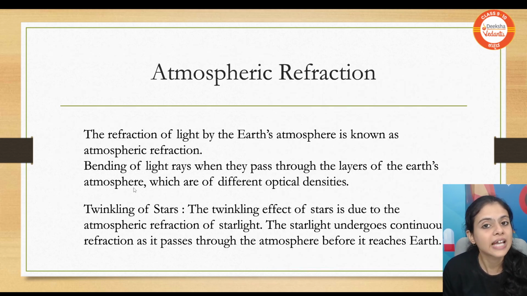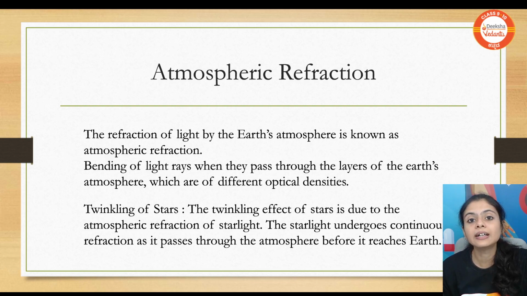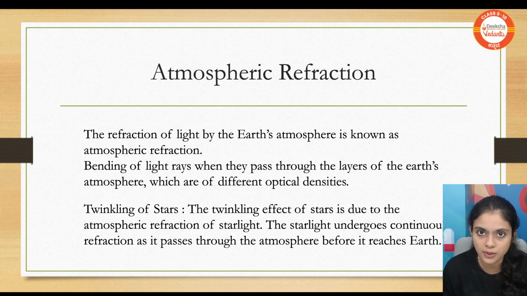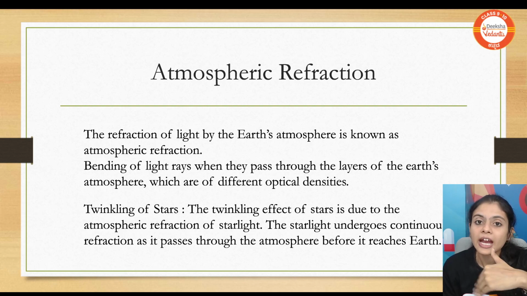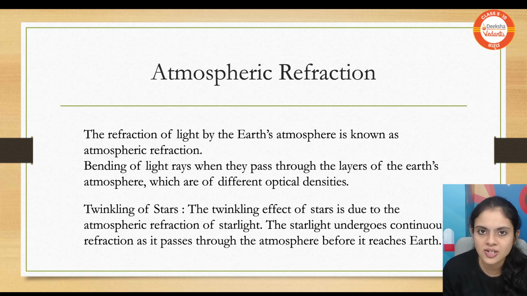Let's move forward. Next one is atmospheric refraction. What happens in atmospheric refraction? The light ray entering from space to our Earth has to undergo multiple refractions through the atmosphere. Why? Because our atmosphere consists of different layers, and different layers have different refractive indices. And we know that when light enters from one medium to another medium, it will bend. Hence, this process is called atmospheric refraction.